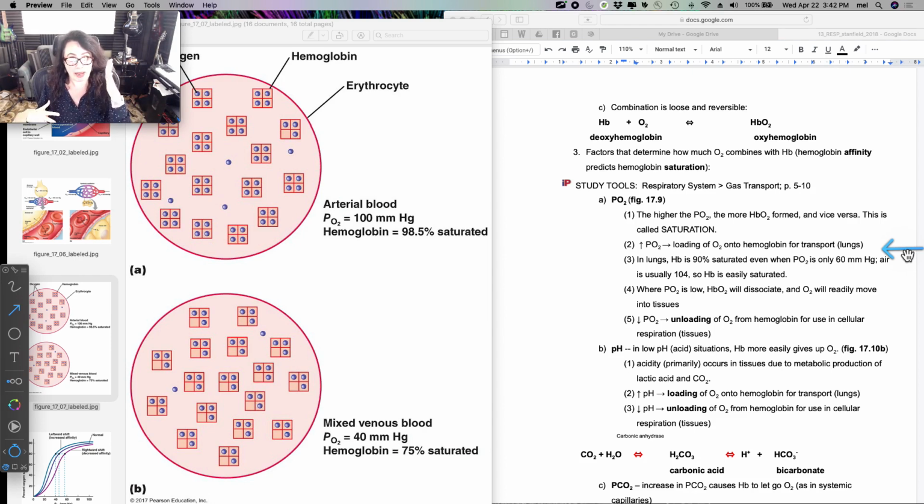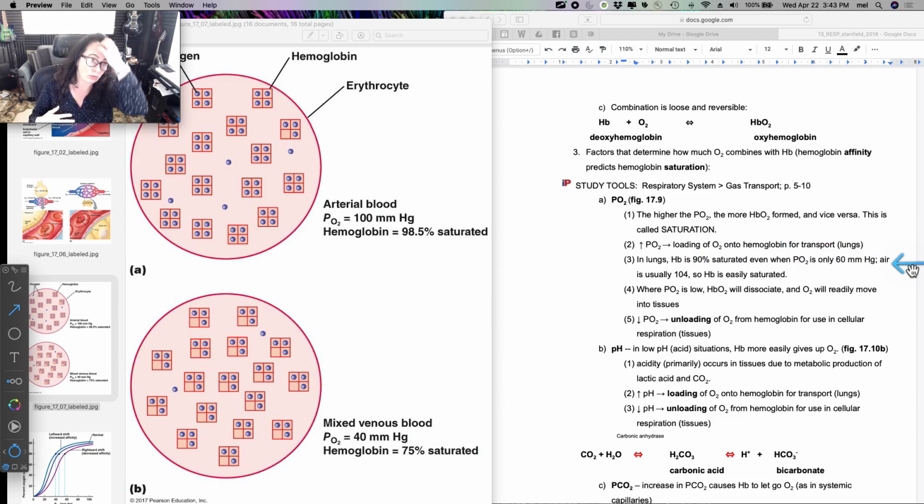So let's compare. If you had to compare pulmonary capillary beds to systemic capillary beds, which one would have a higher PO2, generally speaking? Pulmonary or systemic capillary beds? Pulmonary capillary beds, right? They would have a higher PO2 because they're bringing in a lot of oxygen, whereas systemic capillary beds would have used a lot of the oxygen. So higher PO2 favors loading of oxygen onto hemoglobin for transport.